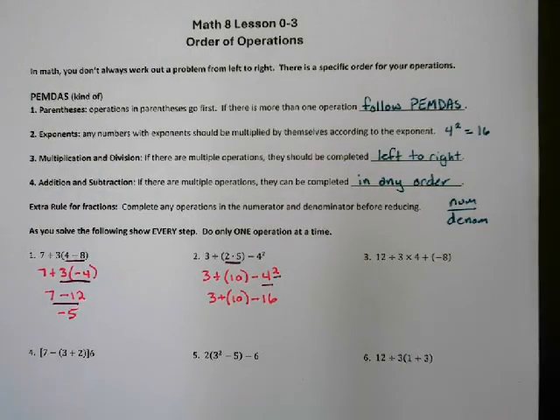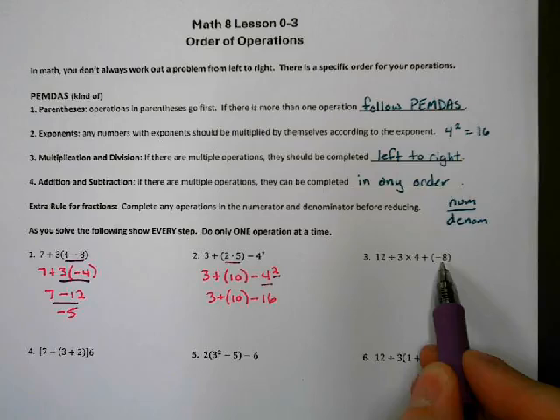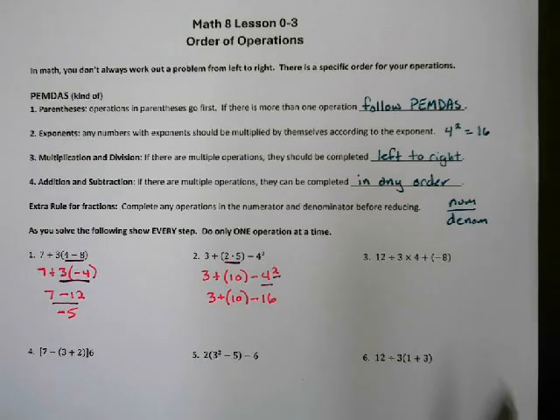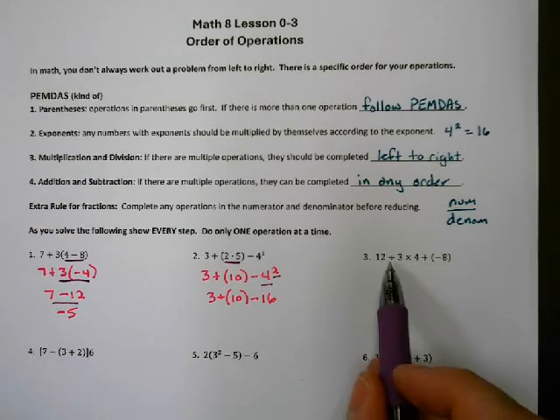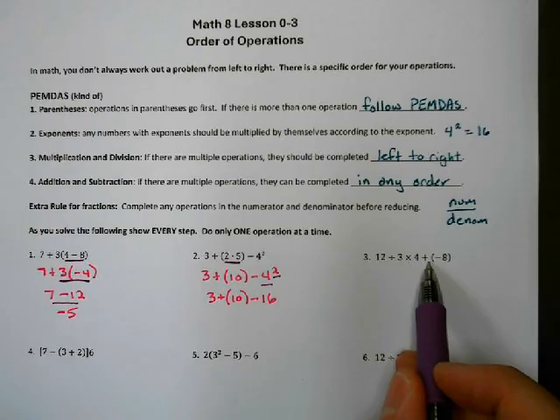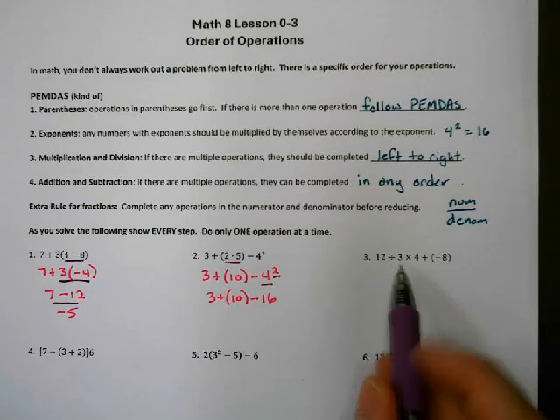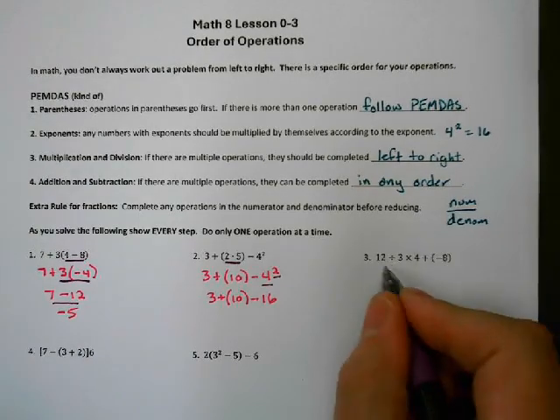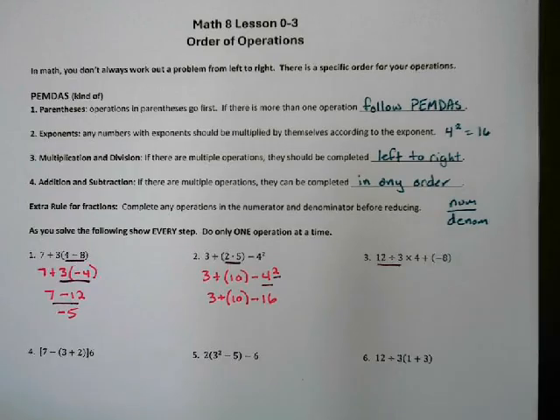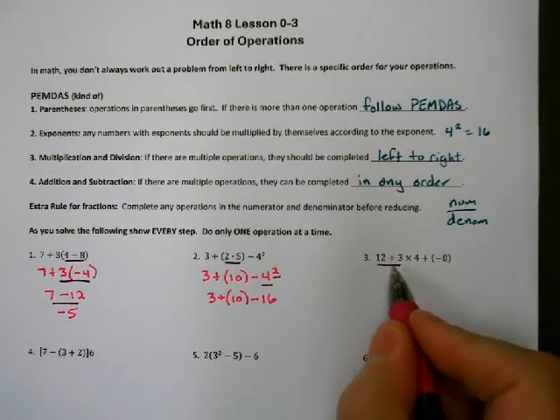Next. Okay, I have parentheses here, but notice there are no operations in there. It's just a single value. So now I'm going to look at my operations. I have division, I have multiplication, I have addition. So multiplication and division go first. Since I have both of them, I go from left to right. I would divide first because I'm going left to right with multiplication and division. 12 divided by 3 is 4.